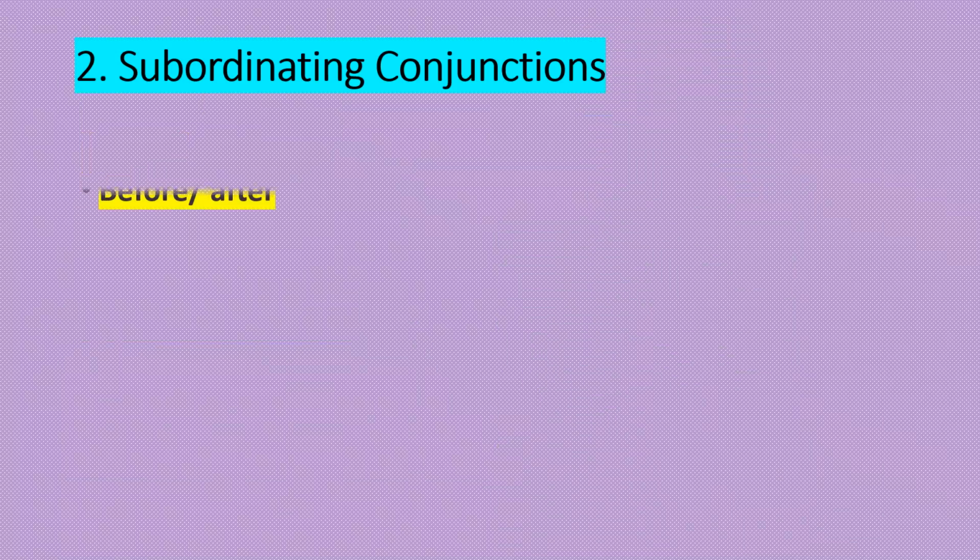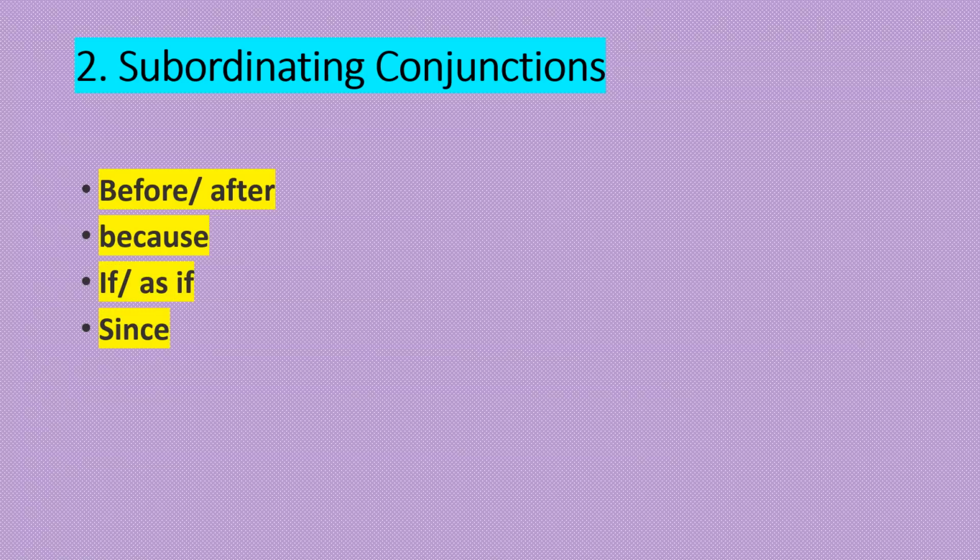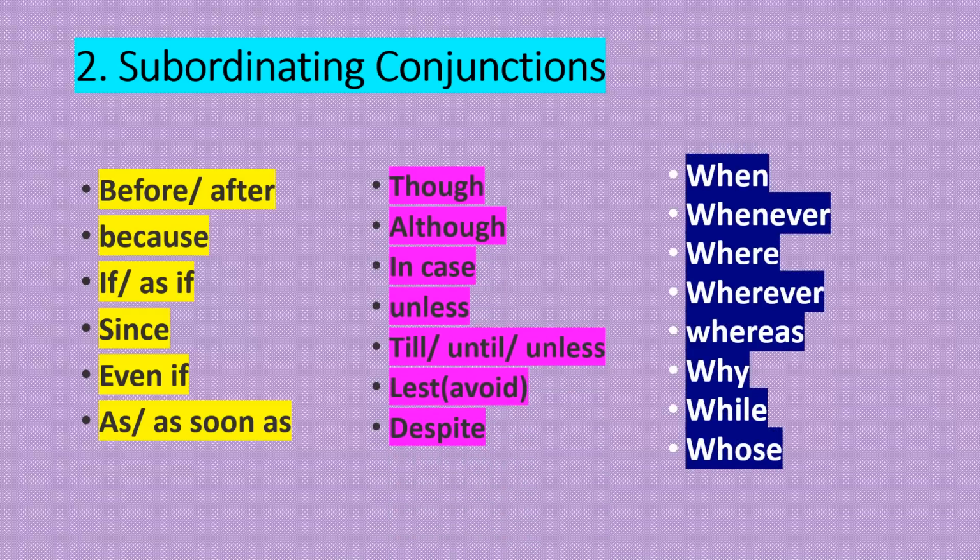The second is subordinating conjunctions. A subordinating conjunction introduces a subordinate clause, a clause that does not make sense on its own. Subordinating conjunctions are essential parts of complex sentences which include at least two clauses, with one of the clauses being main, which is independent, and the other being subordinate, which is dependent.